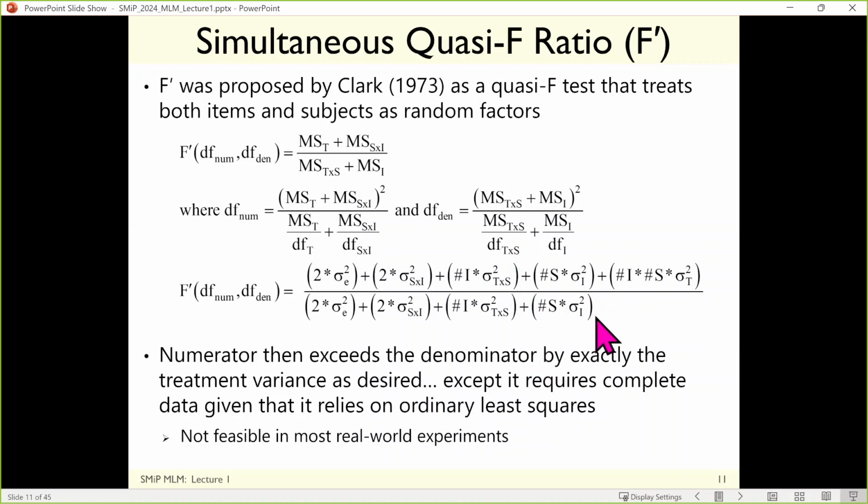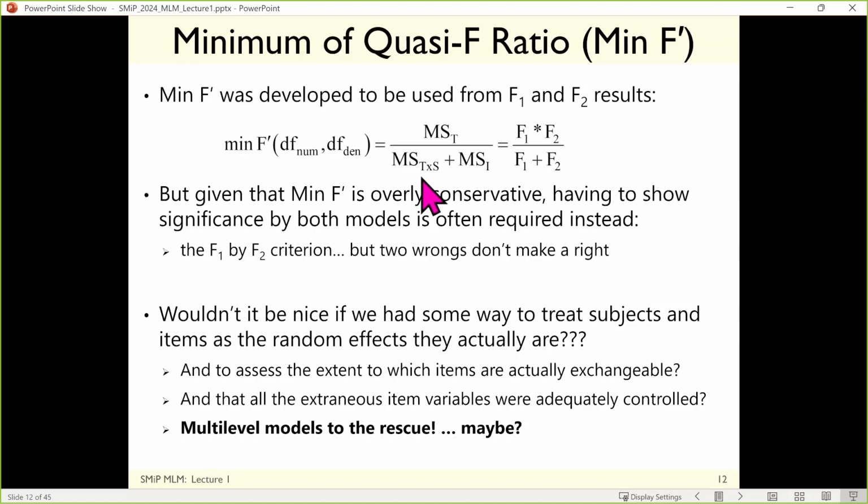So this works just fine, except that it requires ordinary least squares estimation in 1973, and it also requires complete data. So if any subject missed any word, any item, you'd have to throw out that entire subject's data or that entire item's data. Not ideal. So in practice, this is a lovely idea. It was a very elegant solution in 1973. It isn't going to work.